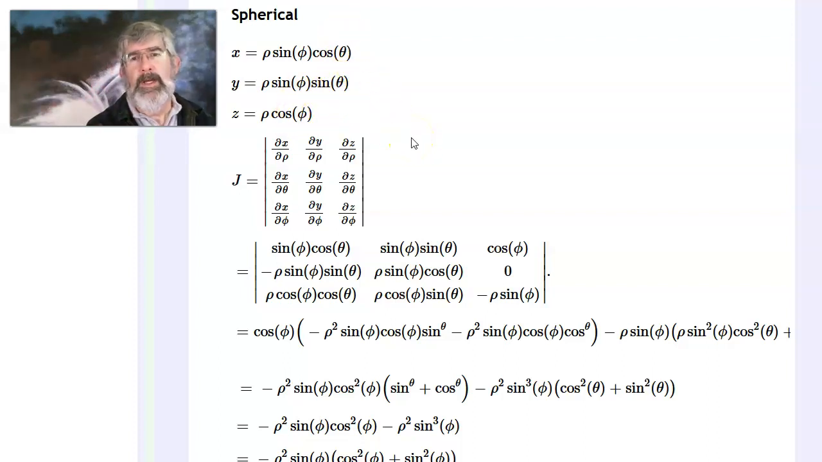Okay. Now, setting up the Jacobian on any one of these things, what order do you put your variables in?